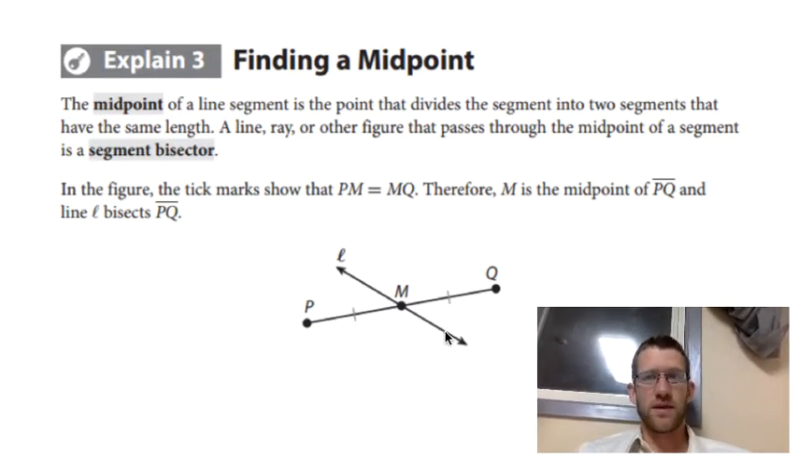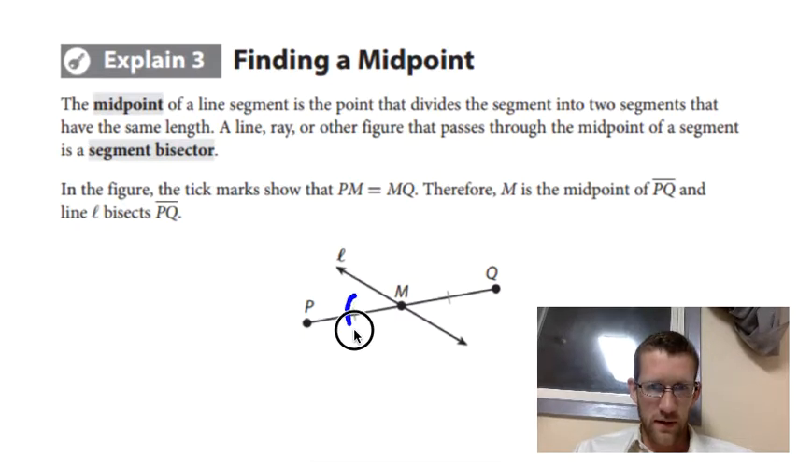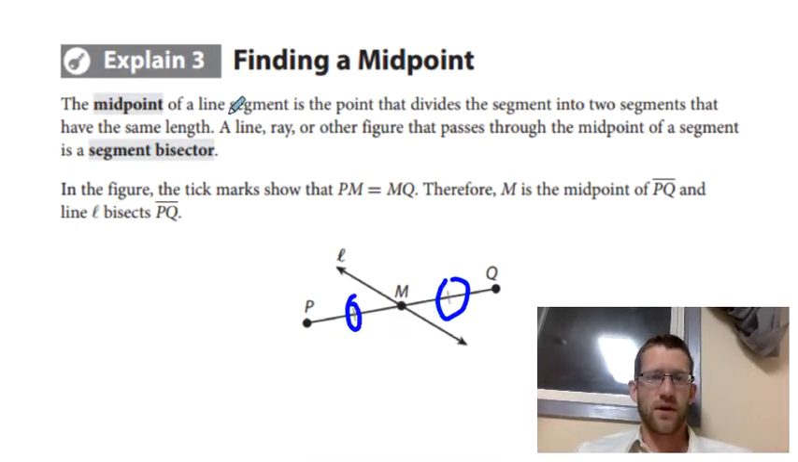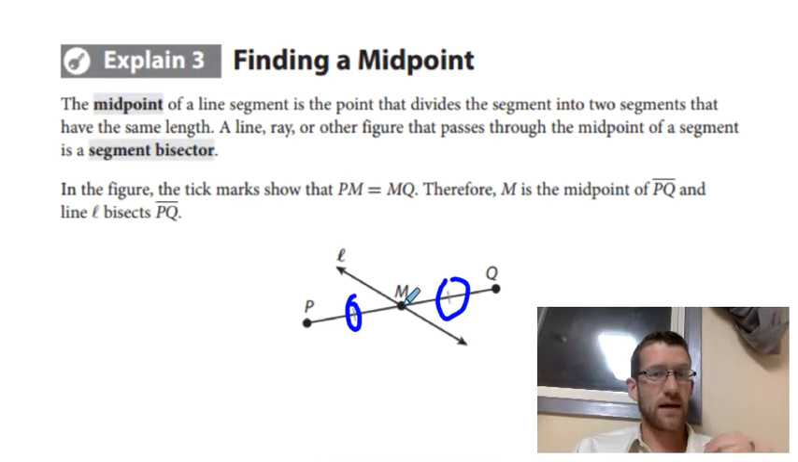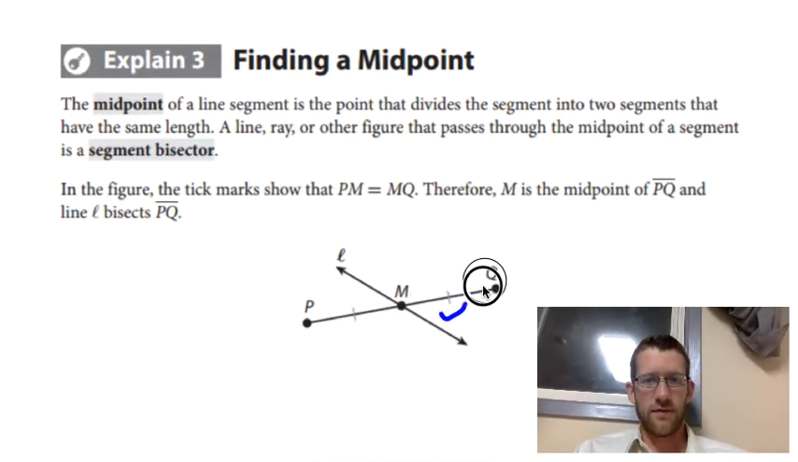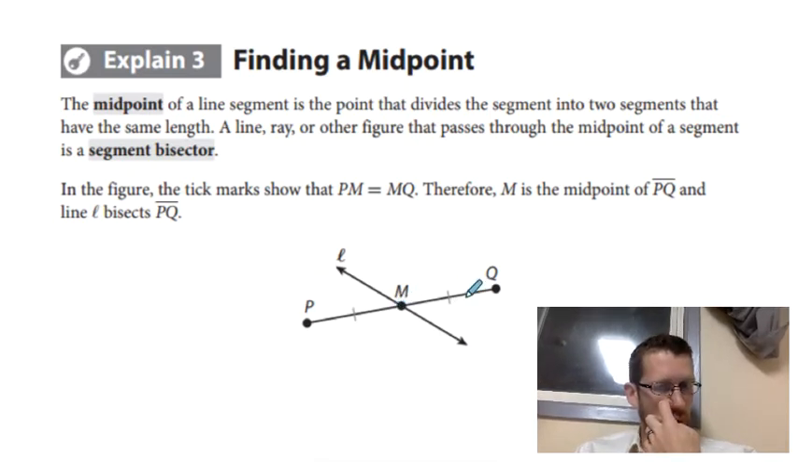So a midpoint is when you're between two things. So here's point P, here's point Q. We know M is the midpoint because of these marks. We have this mark here and this mark here. These are called congruence marks. We'll cover these more later, but for right now, just realize that that means that PM is the exact same length as MQ. So therefore, if PM is the same length as MQ, we know that M is the midpoint.